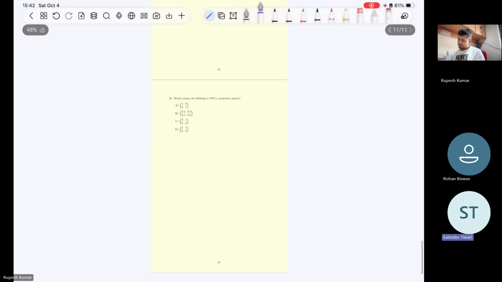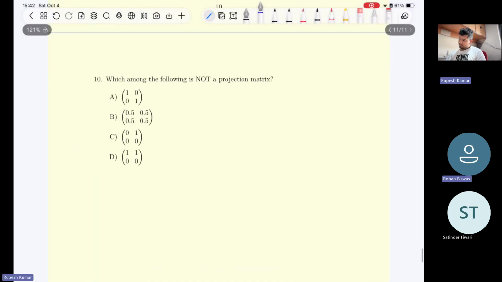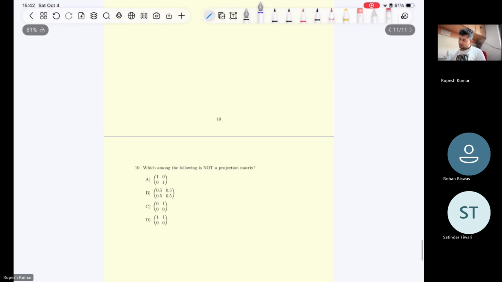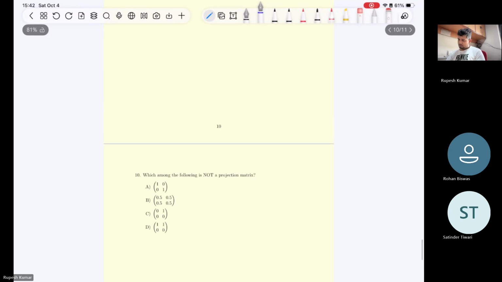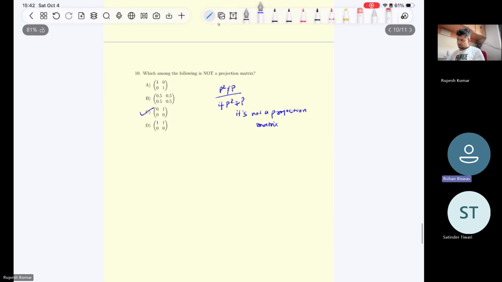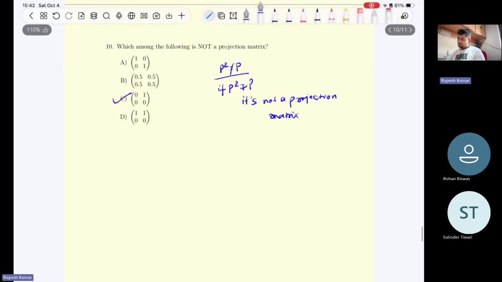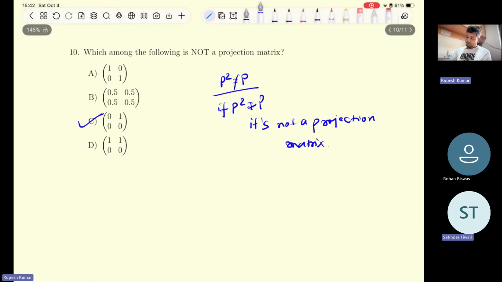So I think we covered all the problems. Why will option A not be correct? Because the identity matrix is a projection matrix, right? The identity matrix satisfies I squared equals I, and I transpose will be I. So it will be a projection matrix. The question is which of them is not a projection matrix. Okay, right.